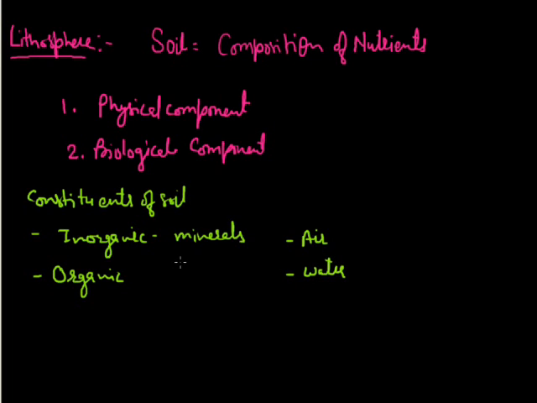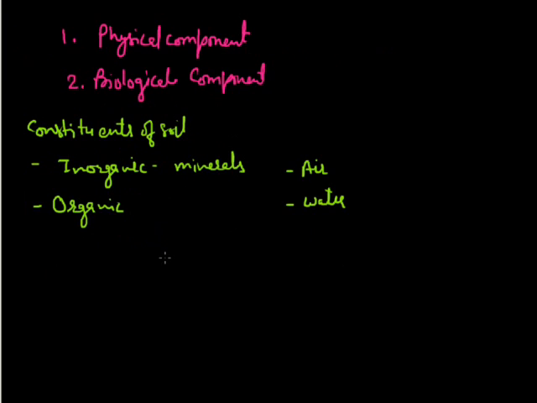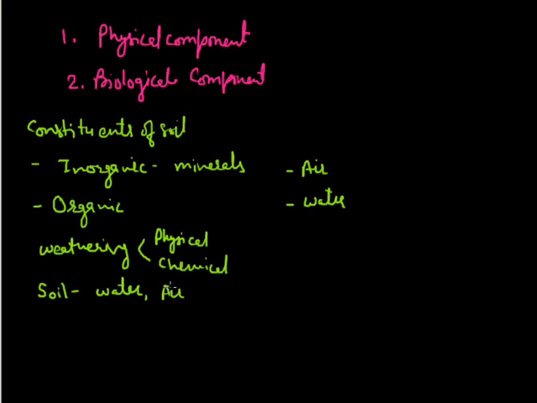Soil is formed by two processes. Process number one we call weathering. Soil is formed by two types of weathering, physical and chemical weathering. So what are the factors which are responsible for soil formation? Soil formation is affected by water, air, and temperature. These abiotic factors affect the weathering process.